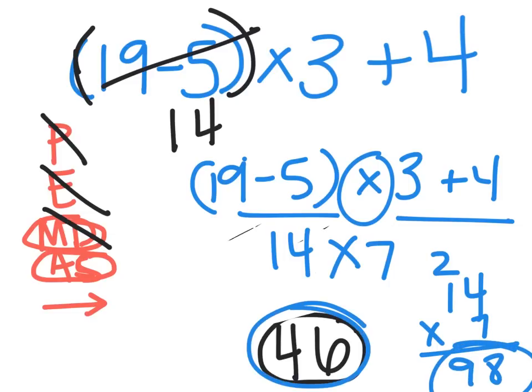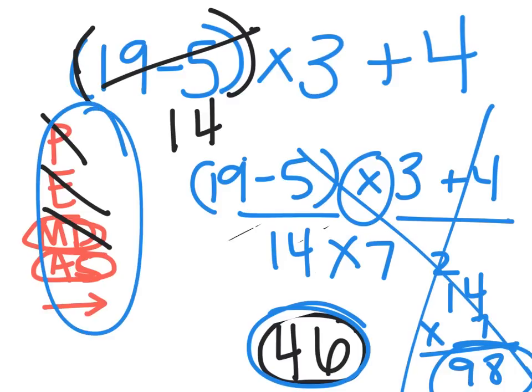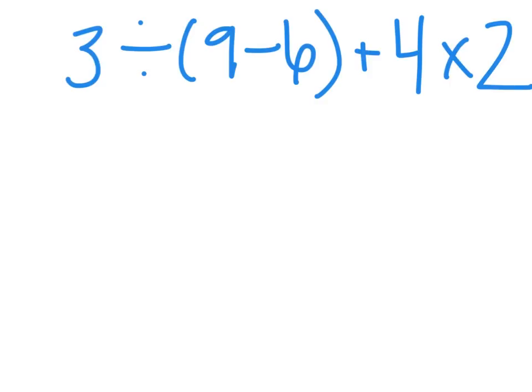Did I get 46? Not quite. So I can't just pick any order that I want to do things in. I have to follow PEMDAS, which is the order of operations. Okay, a long time ago, that's how the mathematicians decided that they would do things, because they realized that if you chose any order, you would get different answers. So in order to be on the same page mathematically, we all have to follow the same rule, which is PEMDAS. Let's look at another example.